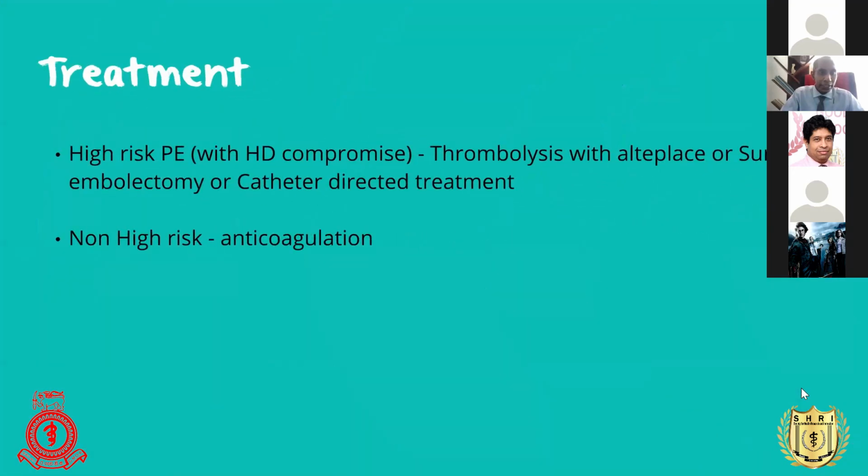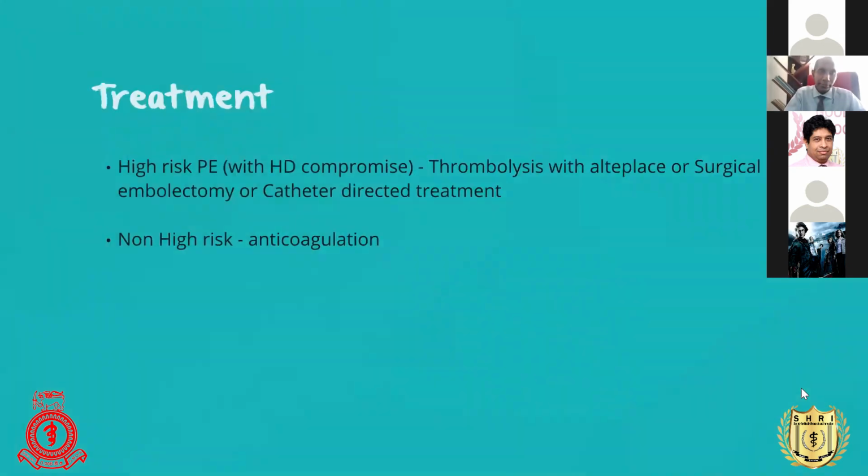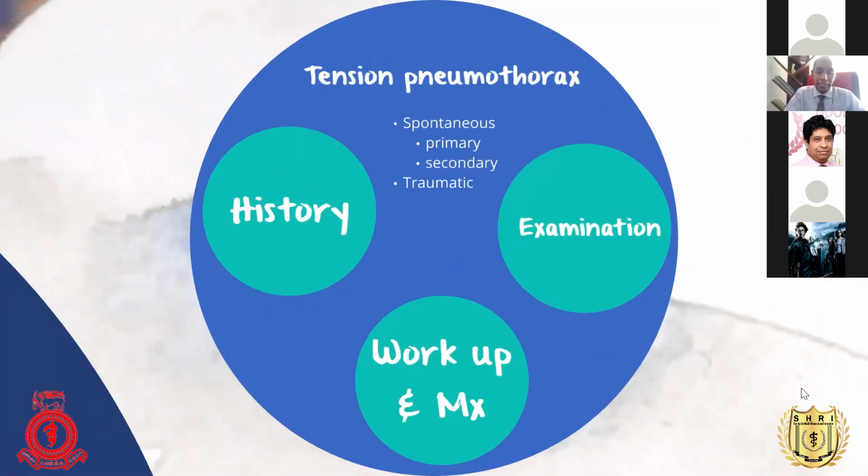In summary, treatment-wise, if the patient is high risk or at hemodynamic instability, you have to go for either thrombolysis or fibrinolysis, or surgical or catheter-directed embolectomy. If the patient does not have hemodynamic compromise, you can start anticoagulation. That is the end of pulmonary embolism. So we have got 3 more.